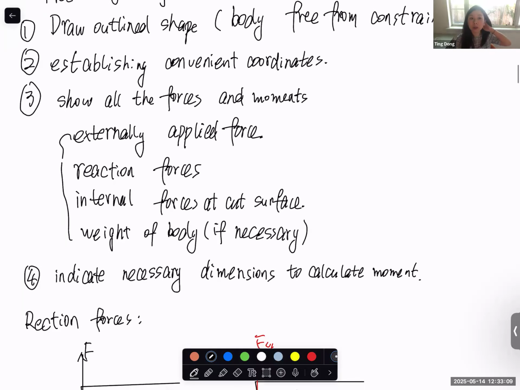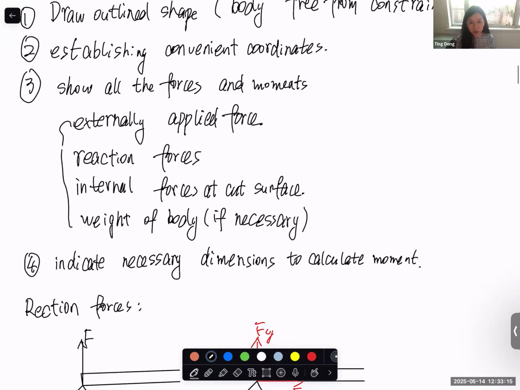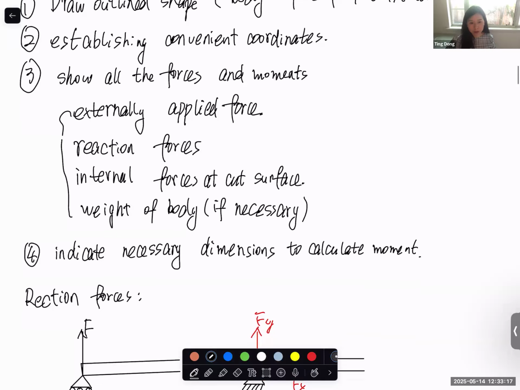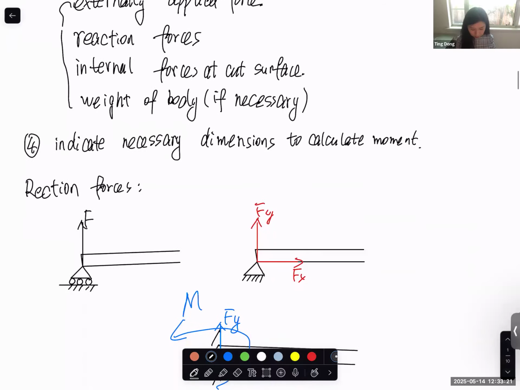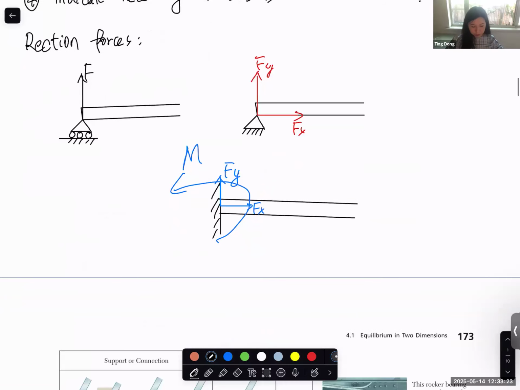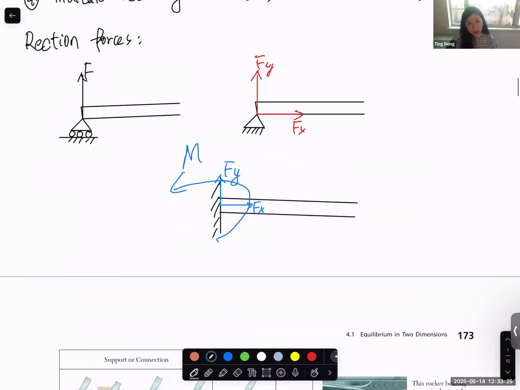And of course, when we need to find the internal force at a certain point, we also need to put the internal force at the cut surface, and also the weight of the body if necessary. We also need to figure out, for different types of reactions, what kind of reaction force it supports. The general rule is that if it constrains the movement in a certain direction, you should have the corresponding reaction force.